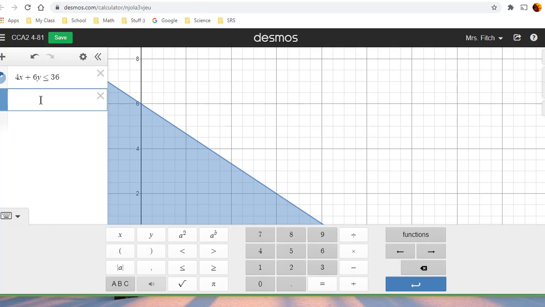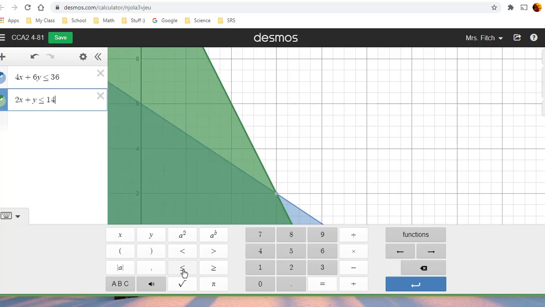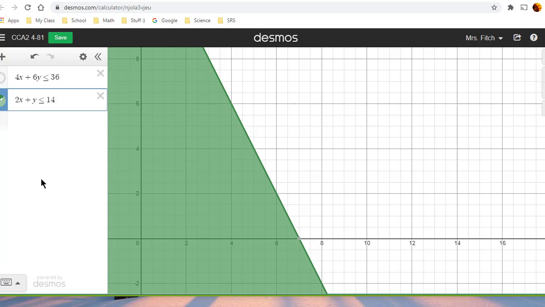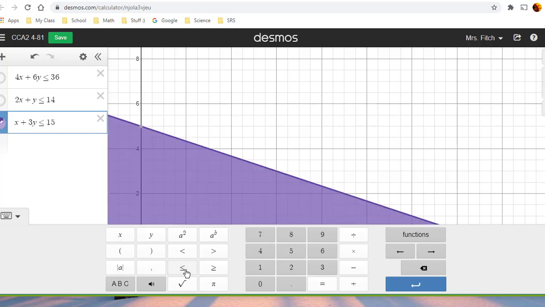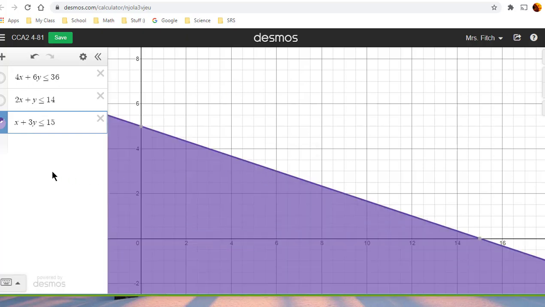And then we can throw in our next equation, because these are a system. A system is just more than one equation. What do we have? 2x plus y less than or equal to 14. So that would be that one. And then our last one was 1x plus 3y is less than or equal to 15. And that one's our gas tanks.